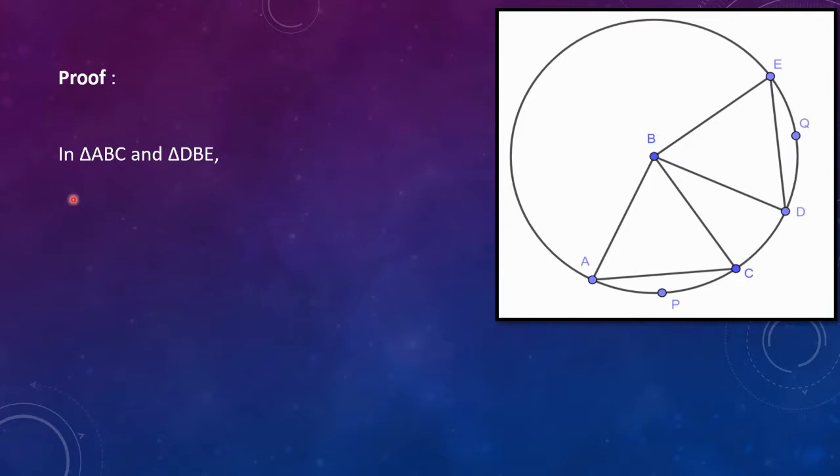Let us understand the proof. In triangle ABC and triangle DBE, side AB is congruent to side DB as they are the radii of the same circle.